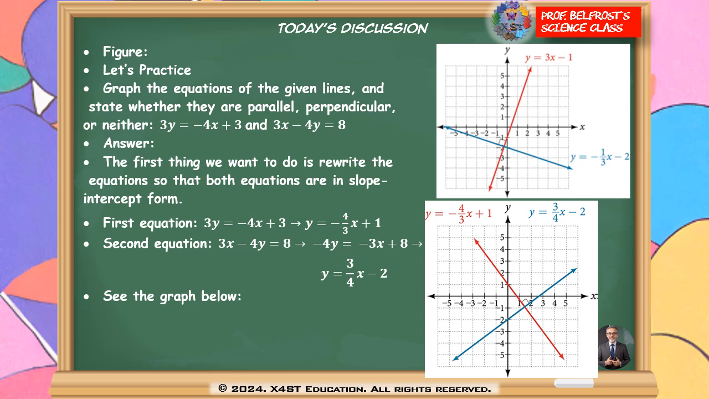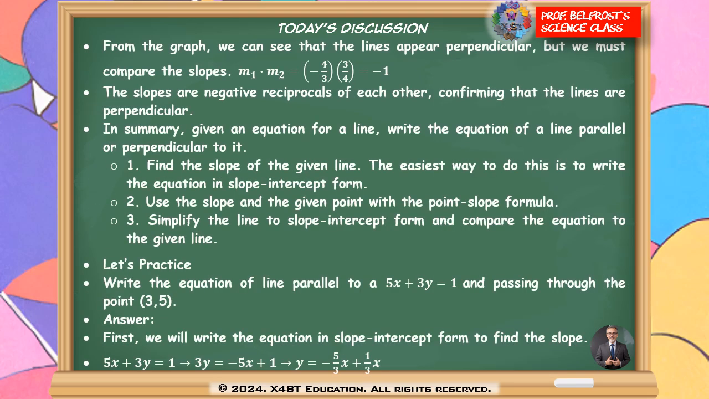So when we multiply these two values together, it results in -1. So clearly they are perpendicular to each other. These two lines are perpendicular.